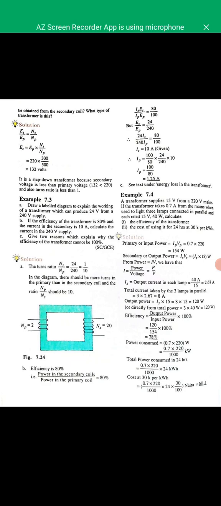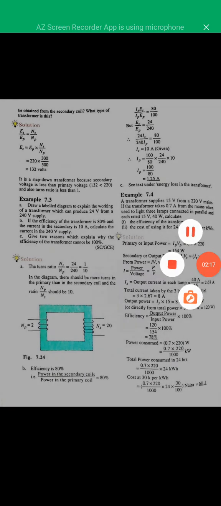1.25 amperes. Now, question 3: give two reasons why the efficiency of a transformer cannot be 100%. The reason is because of energy losses due to number 1, eddy current; number 2, hysteresis loss, which I explained, from constant magnetization of the core; number 3, power loss due to resistance, P equals I squared R; and number 4, leakage in the magnetic flux of the coil.